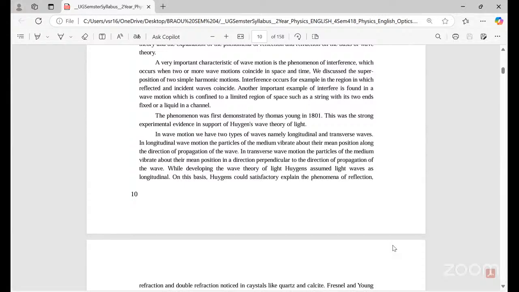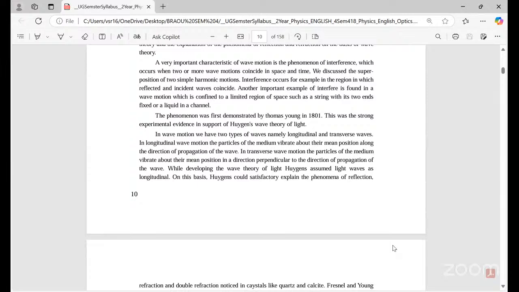So in wave motion, there are two types of waves. One is the longitudinal, another one is the transverse wave. What do you mean by longitudinal? The longitudinal wave is nothing but this: the propagation of the wave as well as the vibration of the particles are both parallel to each other. Then that type of wave you can call a longitudinal wave. Compression as well as rarefaction may be observed in the case of longitudinal waves.